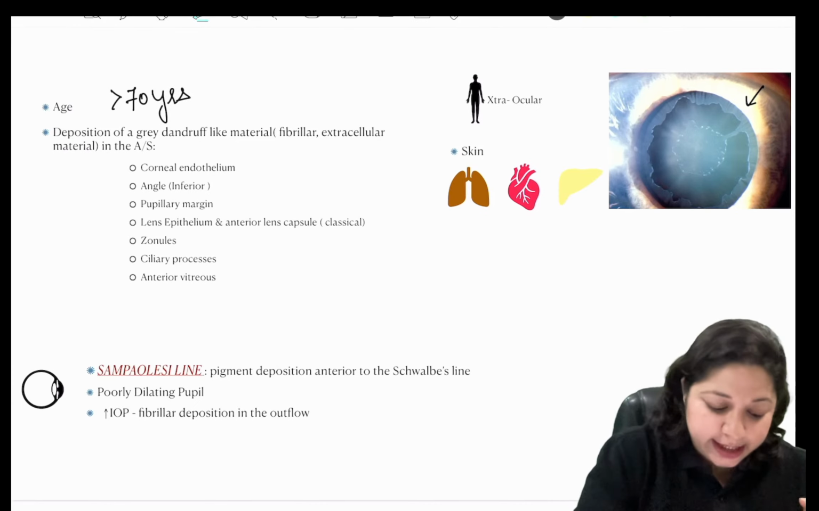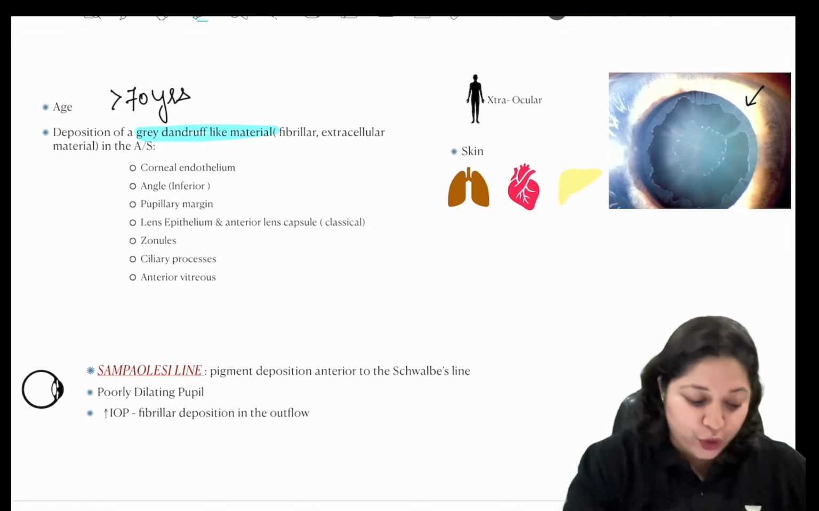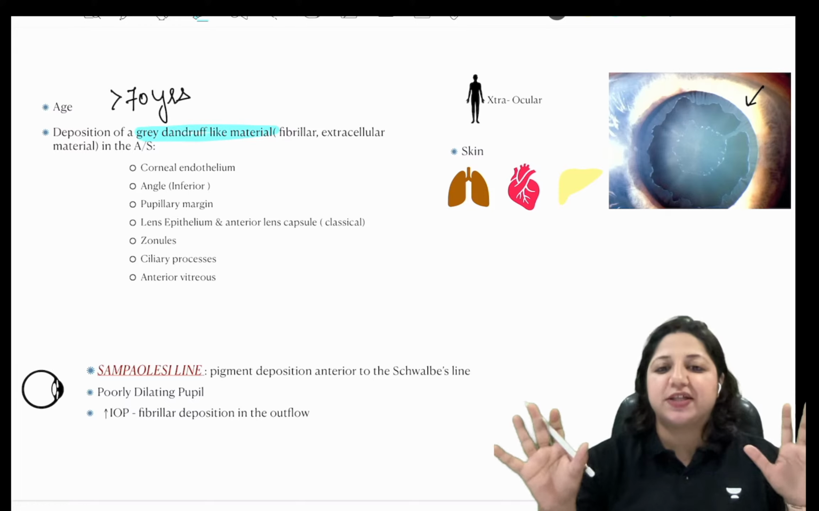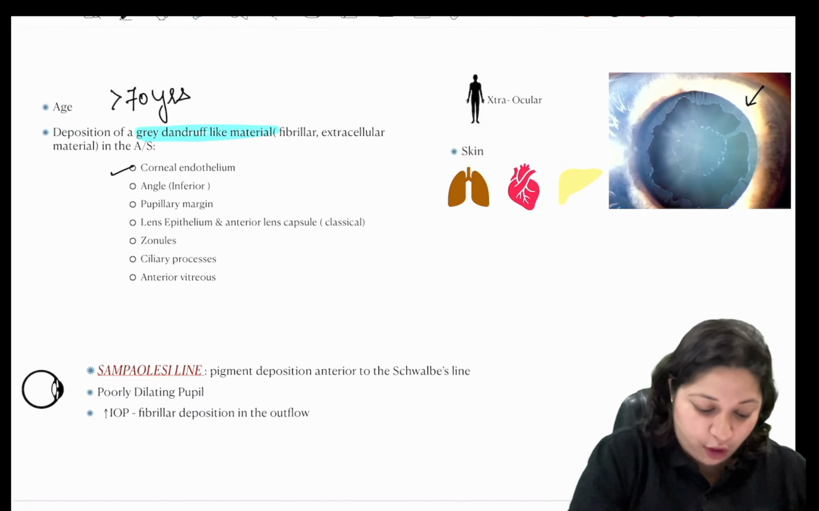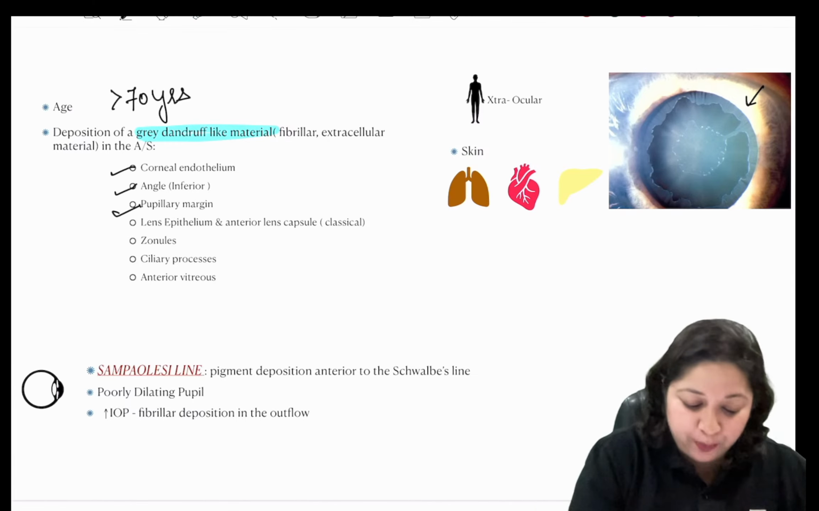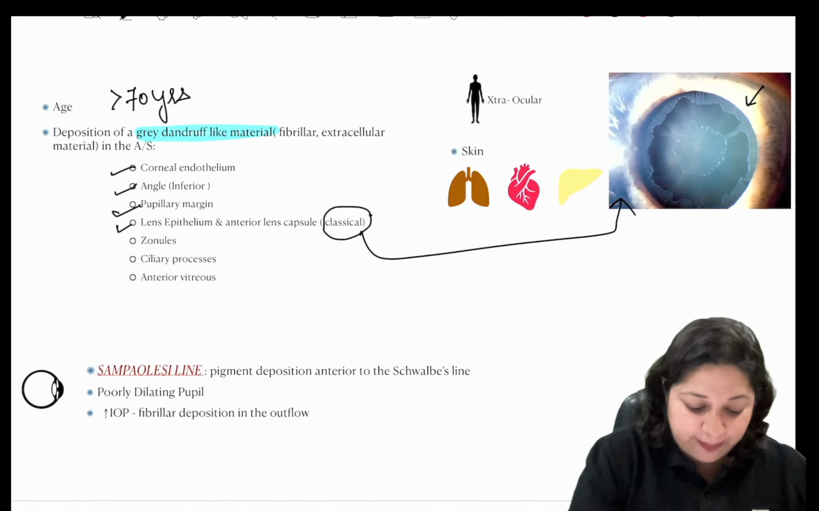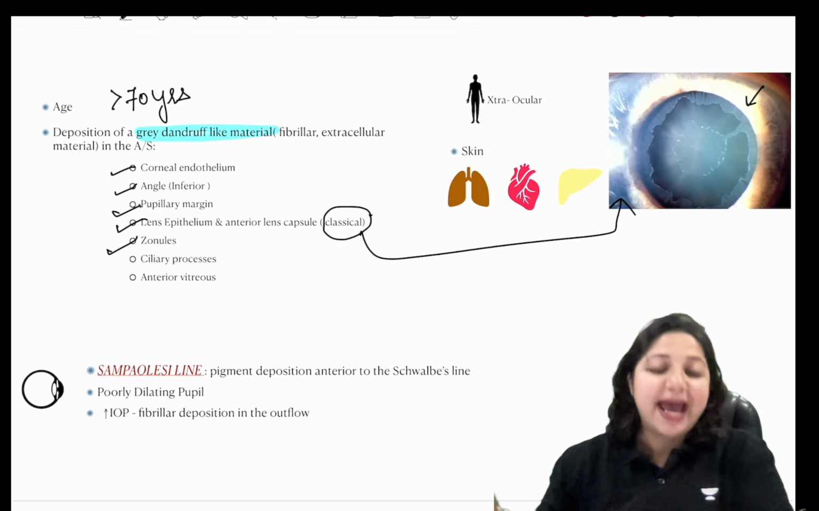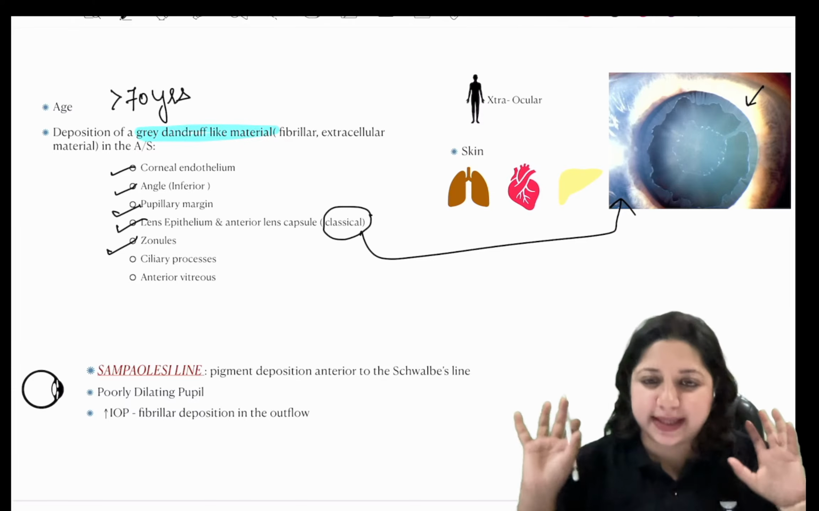And what do you get? Here you have a gray dandruff-like material, which is deposited on all these structures. No differentiation. Going from anterior to posterior, you will have it on the cornea, in the angle more predominantly inferiorly, on the pupillary margin, the classical picture that I have showed you, on the lens epithelium and anterior lens capsule, on the zonules, ciliary processes, and anterior vitreous. So you name it, going from anterior to posterior, everything is involved.